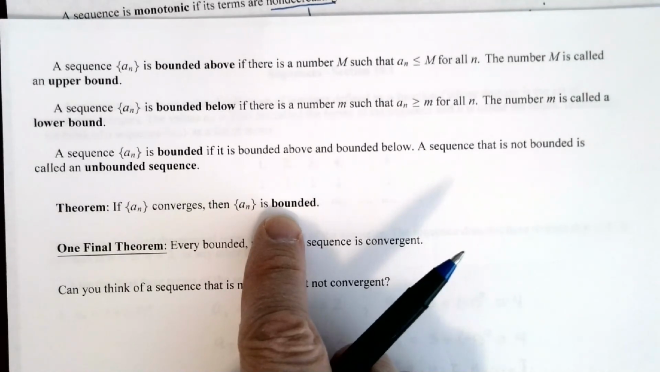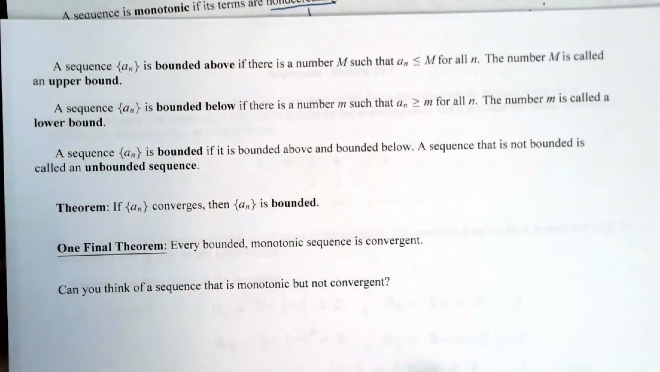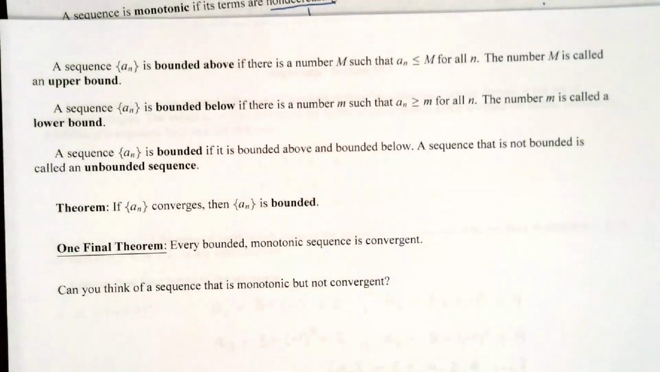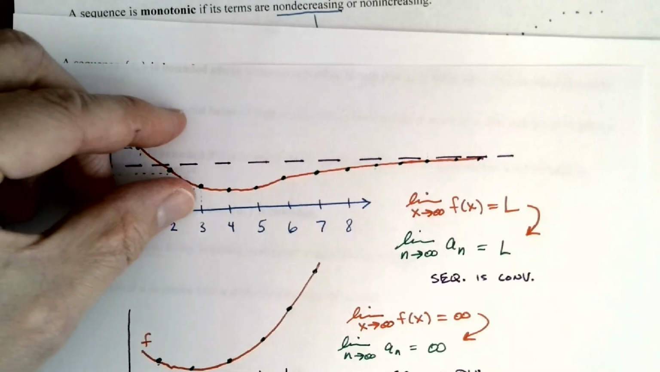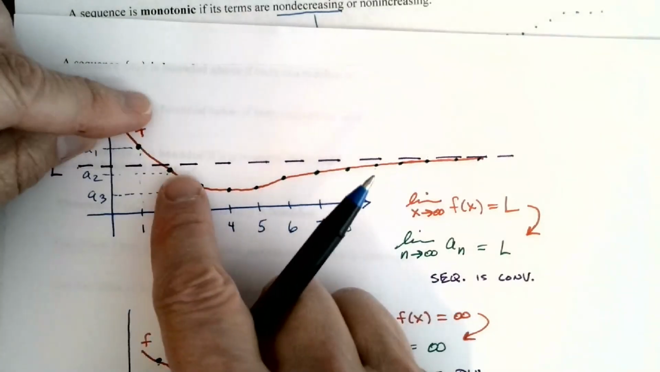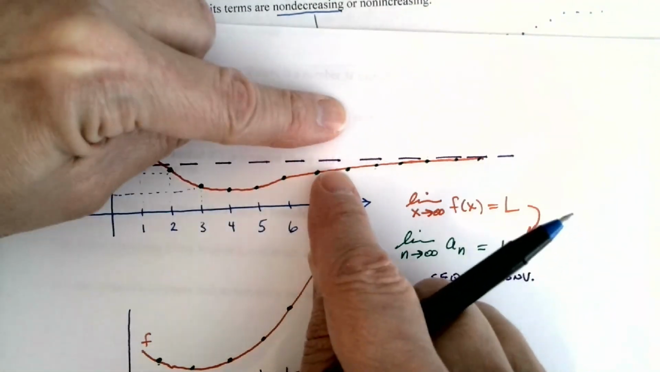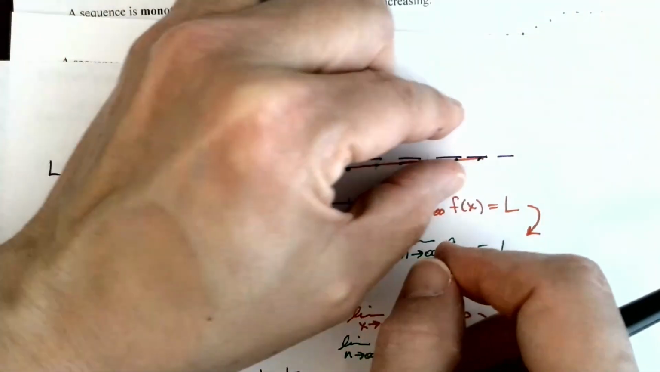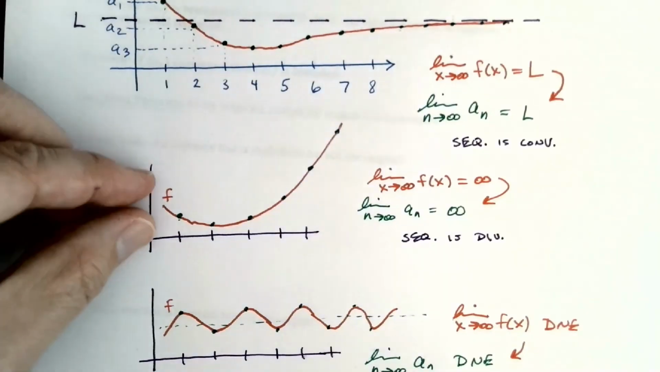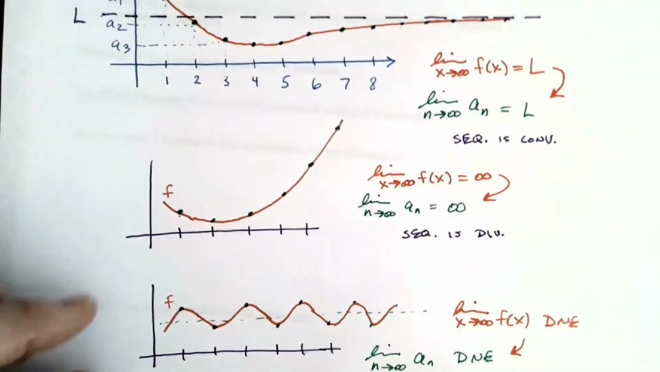That kind of makes sense if you think about it. If we're approaching some fixed number, getting closer and closer to it, you can see that we're going to be bounded. It may be that we're talking about all values greater than or equal to 8 or something, and we're always between two values here, but we're going to be bounded. Obviously, this is an unbounded sequence, and you can see why.